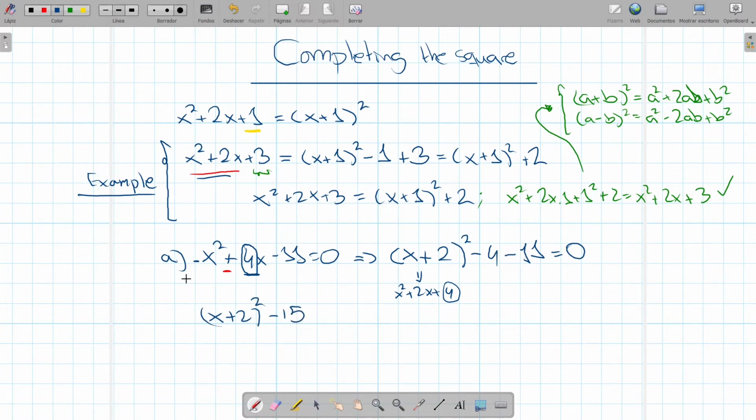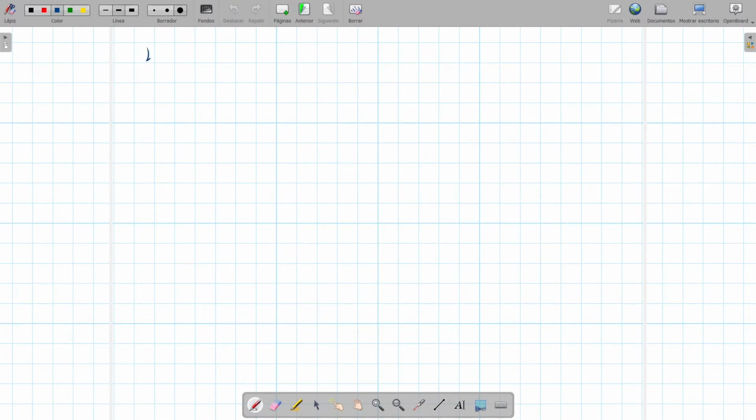Okay, and that would be the answer, equals 0 because that's what we have here. So that's completing the square. We can check it because x plus 2 squared would give us a 4. Minus 15 plus 4 is minus 11, which is what we have. Okay, so let's look at an example with a minus.